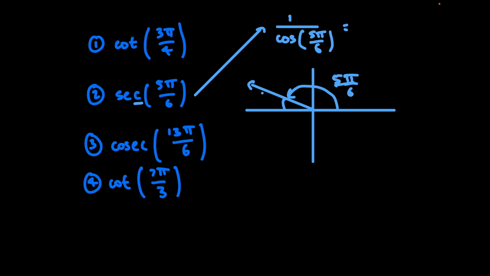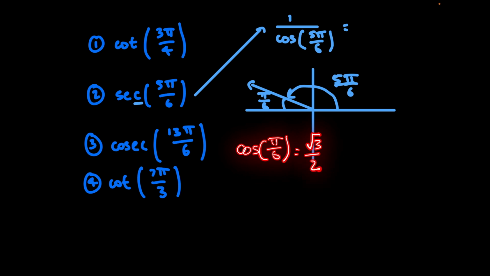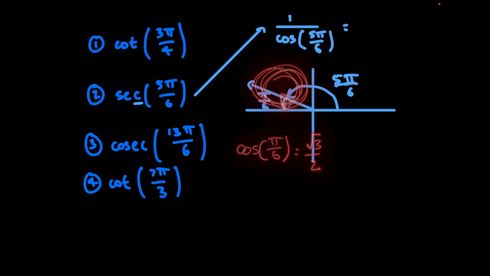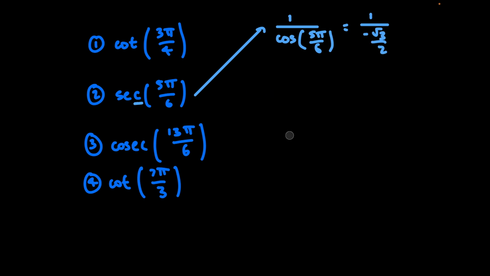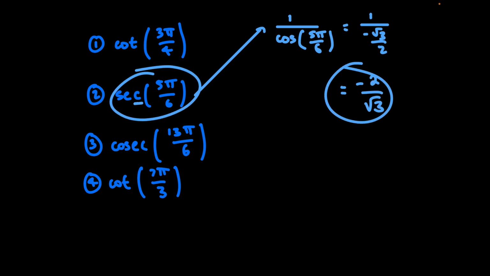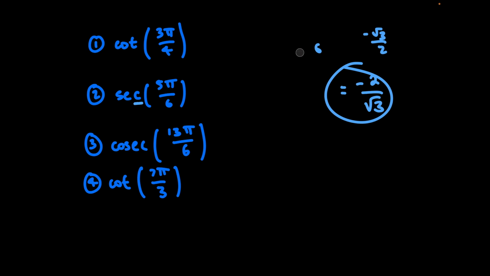Then our reference angle, the angle with the x-axis that's acute, is pi on 6. So now we recognize what is cos of pi on 6. This is our reference angle. We know that the cos of pi on 6 is simply root 3 over 2. But is it positive or negative root 3 over 2 because we're in the second quadrant? Well, only sine is positive in the second quadrant. So the answer for this is 1 over negative square root 3 over 2. Another way of saying 1 over a fraction is simply just the reciprocal. So the answer to this is minus 2 over root 3. That is what the answer to sec of 5 pi on 6 is.